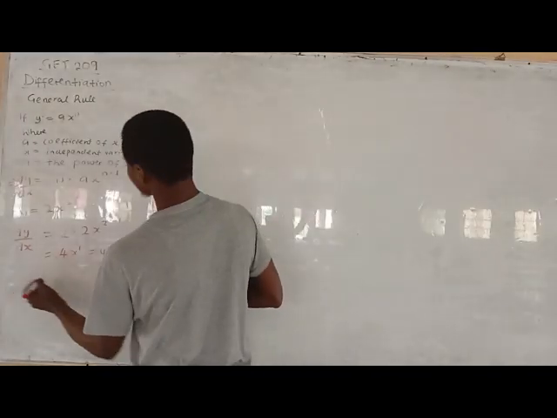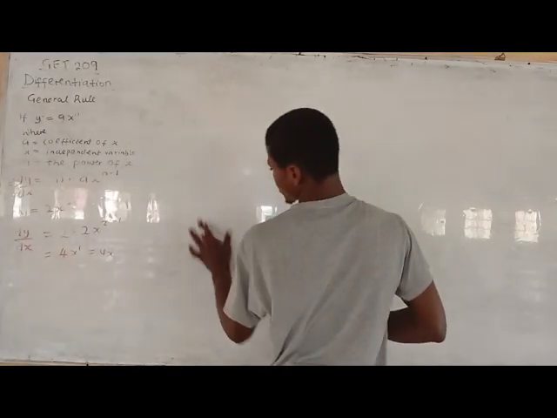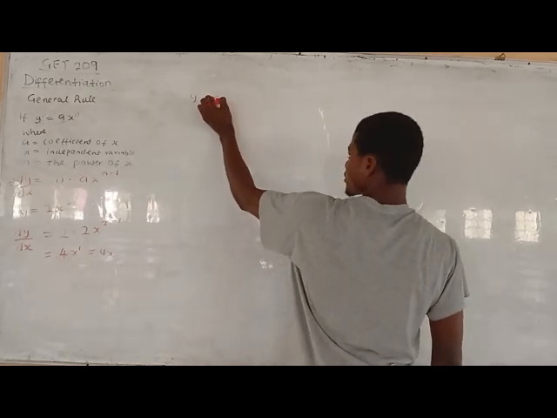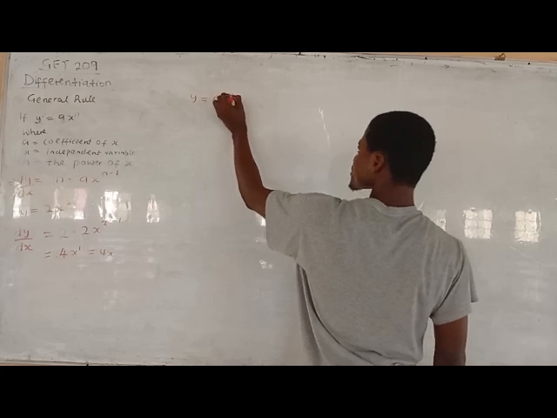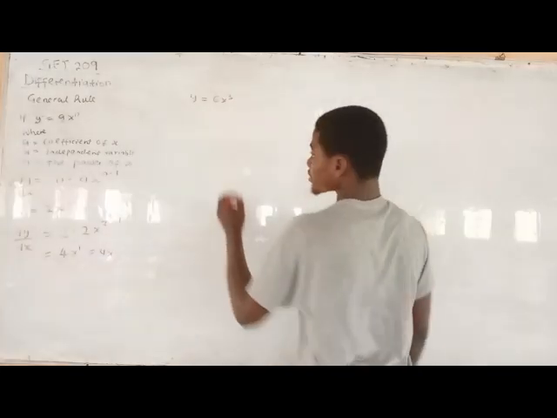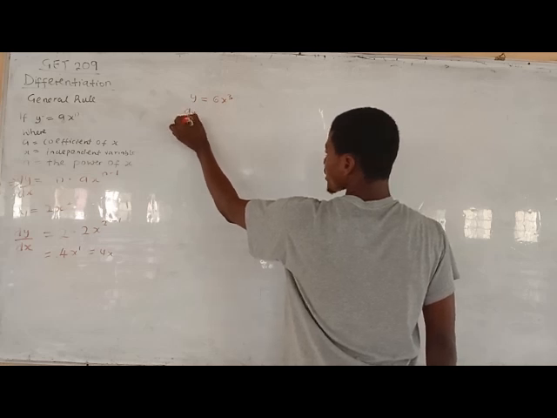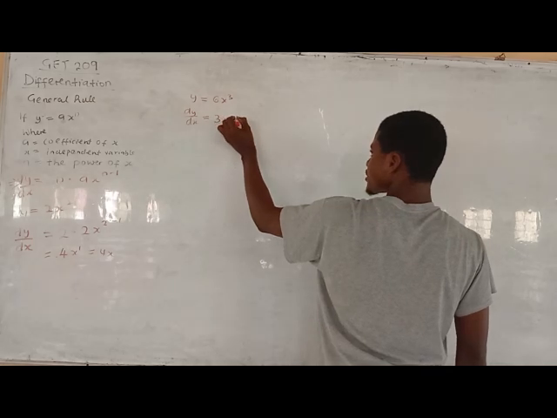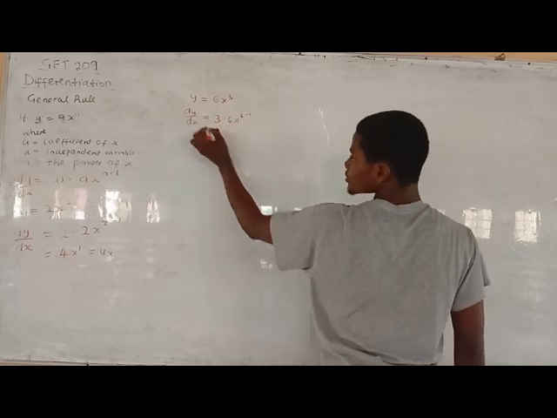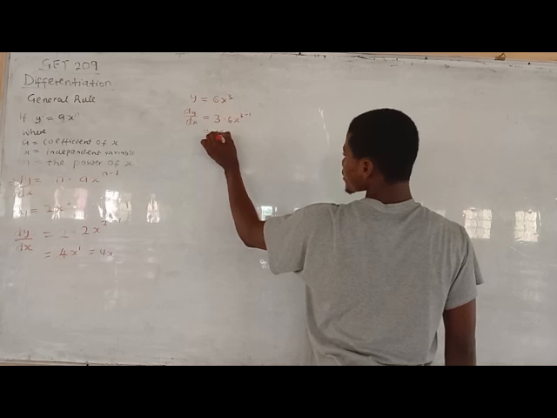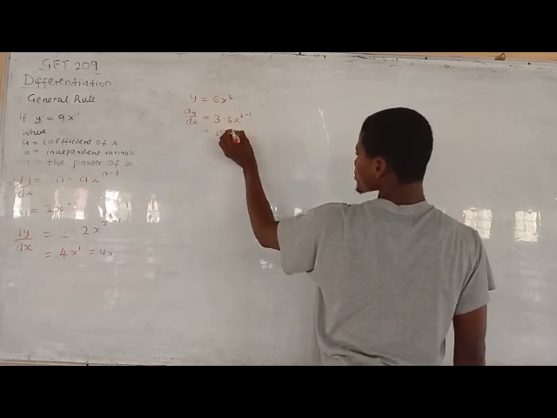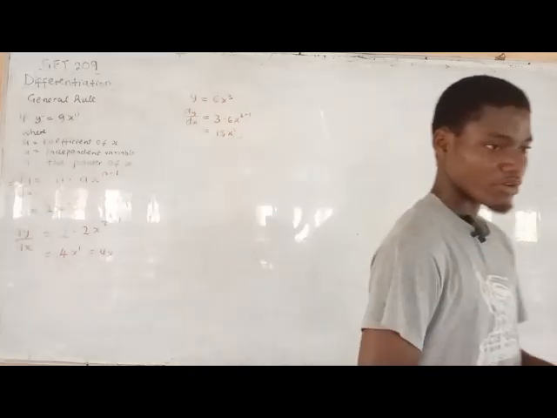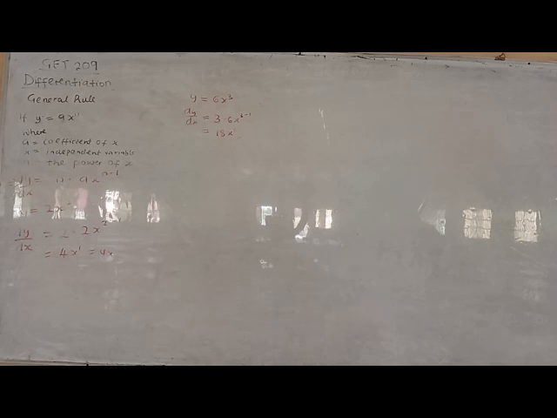So if they give you something like y equals to 6x raised to power 3, all you need to do is the same thing. You just say dy over dx equals to what? 3 times 6x raised to power 3 minus 1, which equals to what? 3 times 6 is what? 18. X raised to power 3 minus 1 is 2. So that's your answer. Very fast and easy. Easier than that first one we did.